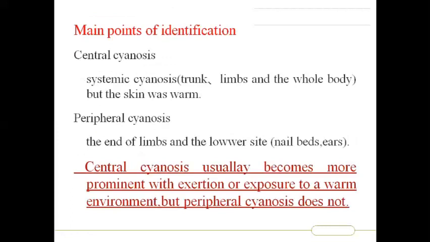Main point of identification: central cyanosis, also called systemic cyanosis, is mostly obvious on the trunk, limbs, and whole body, and the skin is warm here. But peripheral cyanosis is mostly on the ends of the limbs or lower sides, like nail beds or ears. Central cyanosis usually becomes more prominent with exertion or exposure to a warm environment, but peripheral cyanosis does not. You should keep this point in mind.